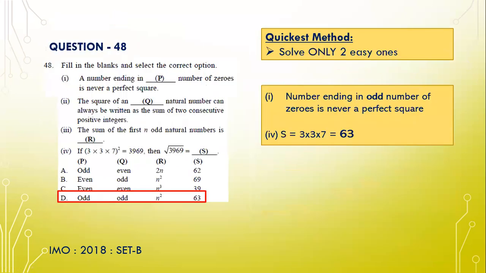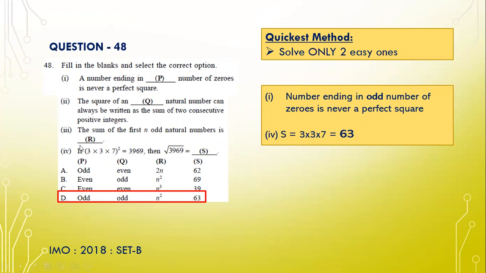Okay, fill in the blanks and select the correct option. Again, in such questions, the quickest method is to solve only the two easiest ones. Okay, so which are the two easiest ones? A number ending in dash number of zeros is never a perfect square, which is odd number of zeros, isn't it? So 10 is not a perfect square, or 1000 is not a perfect square. But 10,000 is a perfect square, because 10,000 is the square of 100, isn't it? So a number ending in odd number of zeros is never a perfect square.